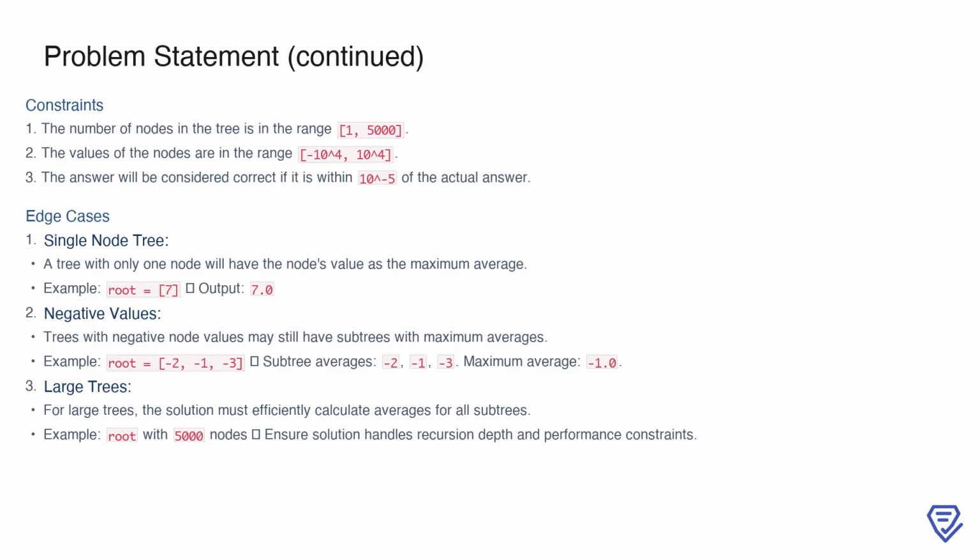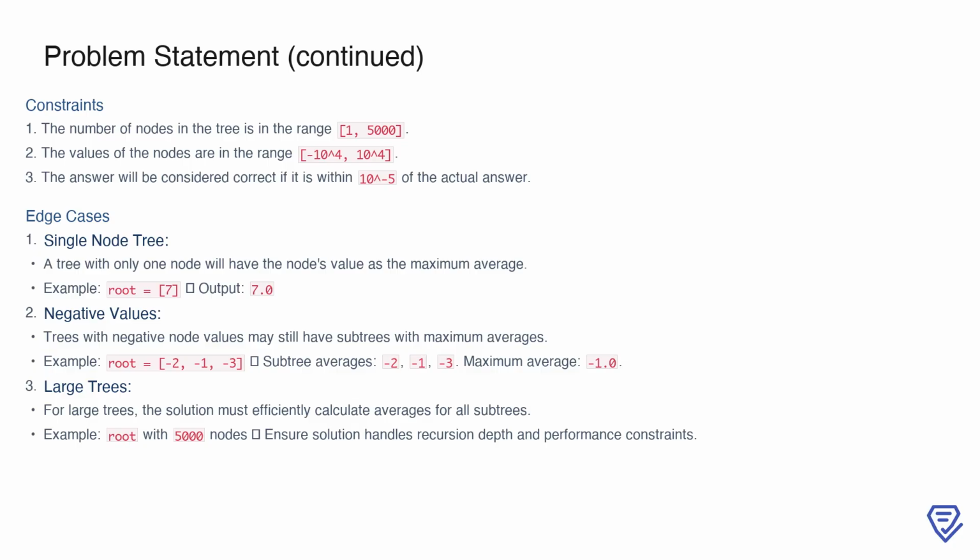The number of nodes in the tree can range from 1 to 5,000, and node values can range from -10,000 to 10,000. The answer is considered correct if it is within 10 to the power of -5 of the actual value. For edge cases, if the tree contains a single node, the maximum average will simply be the value of that node. For example, a tree with a single node valued at 7 will have an average of 7.0.